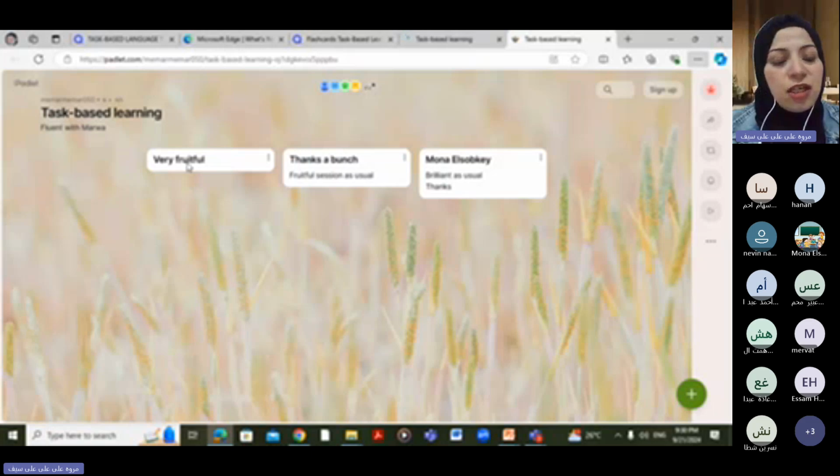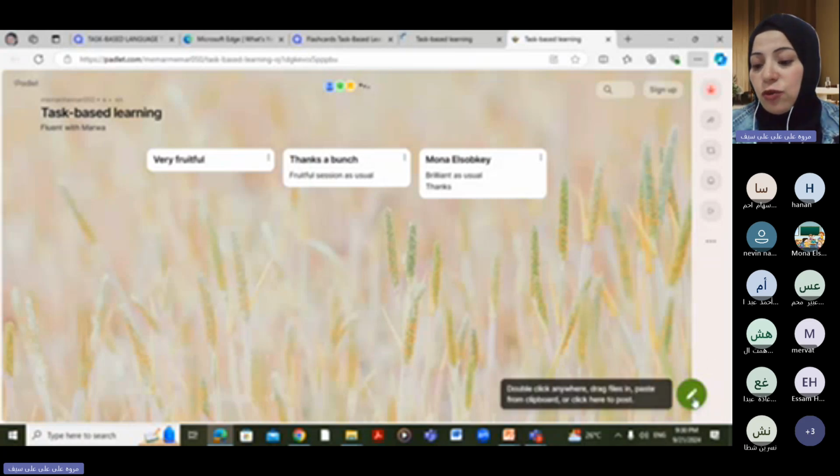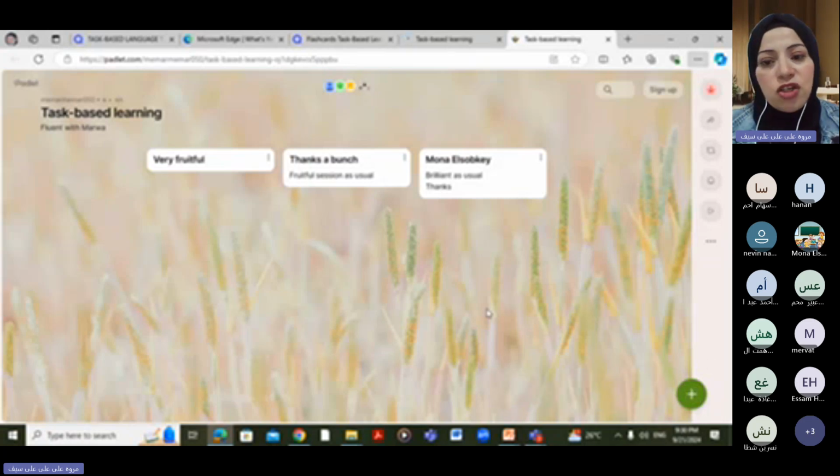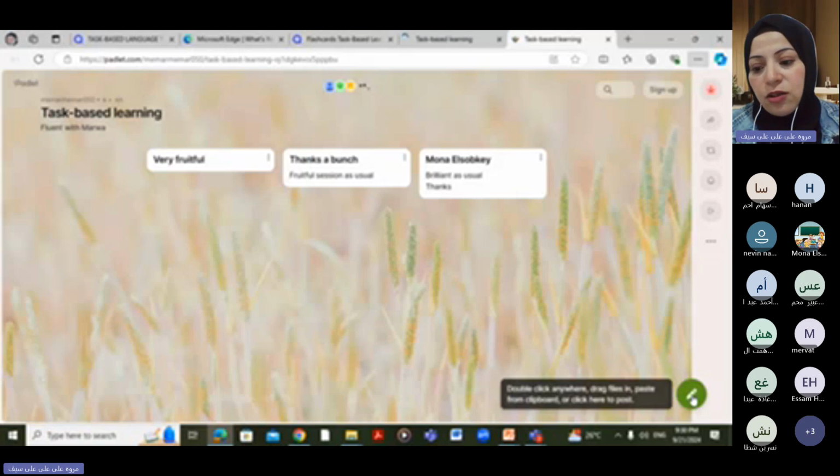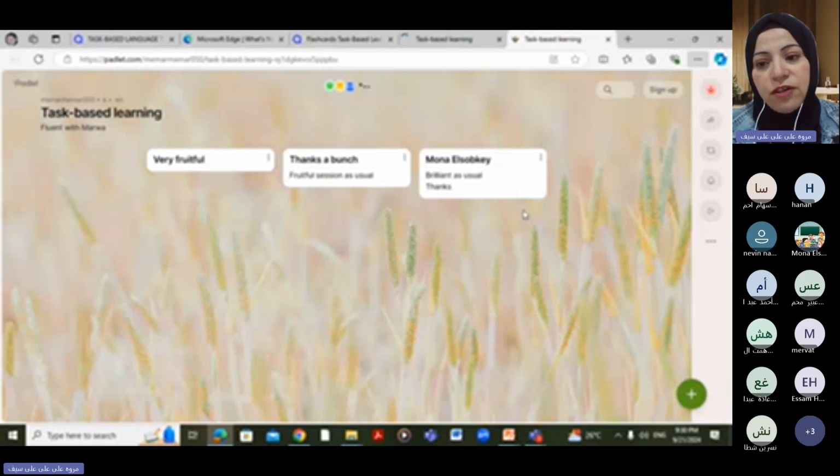This is like a wall. It's wonderful with reflection and homework when you are giving us a course online, or you ask the students or the trainees or your colleagues to write your reflection or the feedback at the end of the session. You just press the plus button here and you write whatever you want and you just post it.